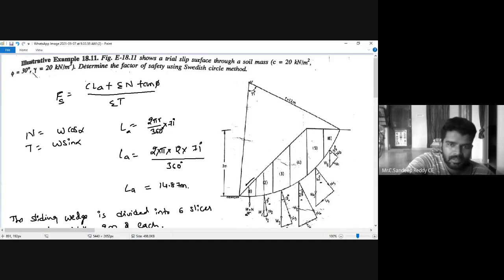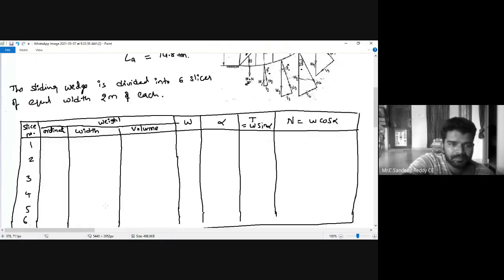What is the angle mentioned here? 71 degrees. The angle for the first slice is 0, the second slice 9 degrees, the third slice 19, and so on up to 55 degrees for the last slice. If you draw this in the graph, you will get the ordinate height for each slice. First will be 0.9 meters. The second will be 2.4 meters.